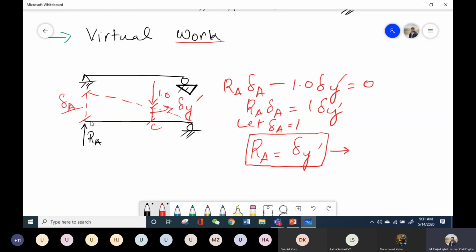Because this force is basically trying to push this beam in the upward direction, and this force is trying to push this beam in the downward direction. So they are acting in the opposite direction to each other. So I simply write the equation of equilibrium for this beam, I move this part to the other side, and I get this. Now let's say the deflection that we gave to this beam was equal to 1, then our equation will be RA is equal to delta Y dash.